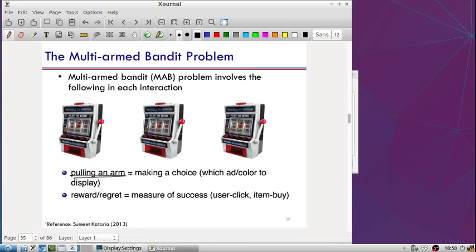It's called pulling an arm because in a slot machine, you pull an arm. And once you take that action, you pulled an arm, you get a reward. The reward is a measure of success, which is a user click, or some purchase or something subsequently, and so on. So you take an action, you get a reward. That's the setup.